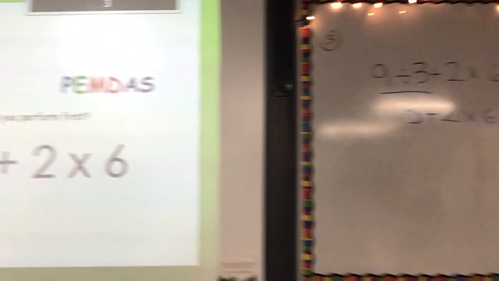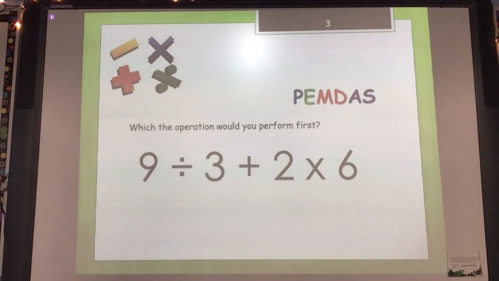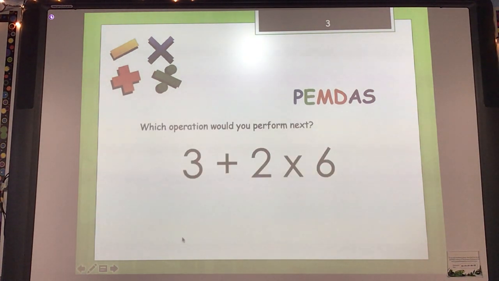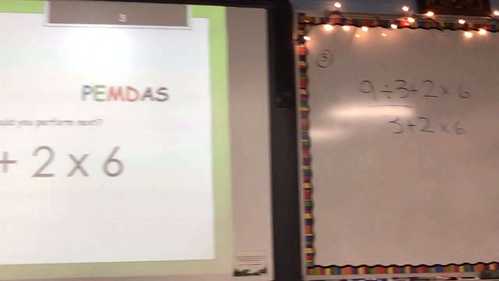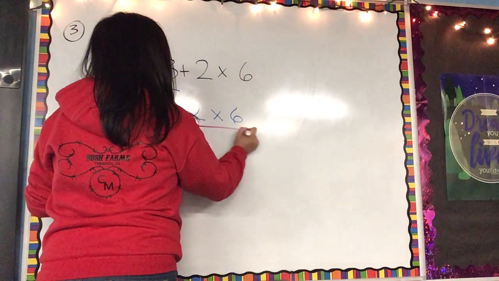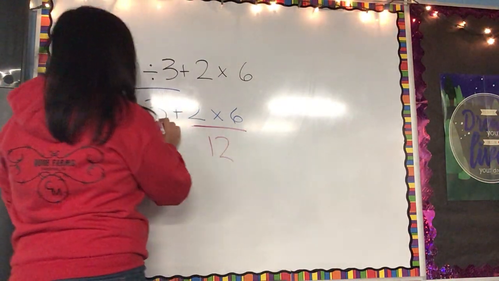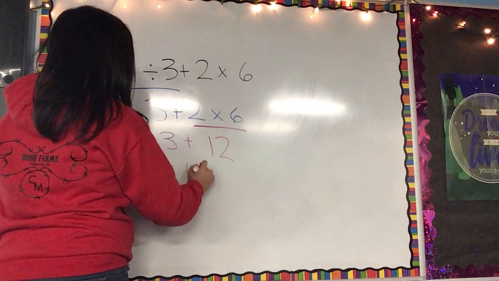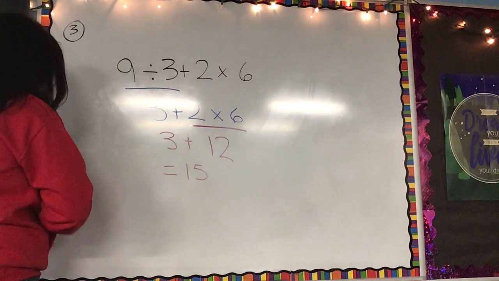All right. What is my next step then after I do 9 divided by 3? Here's what we're left with. What comes next, Bradley? You do 2 times 6. Yep. Multiplication is going to come next. So underline it. I'm doing lots of back and forth today. 2 times 6. What is 2 times 6? 12. And then bring down what I have left. What's 3 plus 12? 15. Done. 1 step per line.